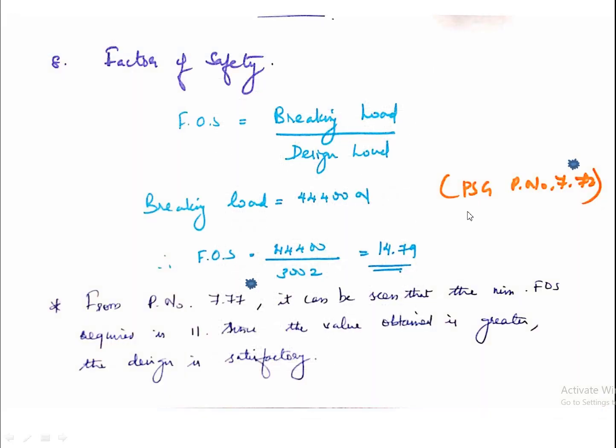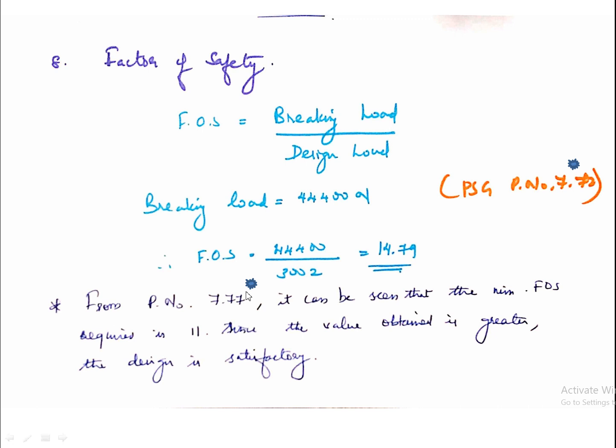So this much load is required to break the chain. To find the factor of safety, we divide this braking load by the design load. Once it is divided, the value is obtained as 14.79, so the factor of safety we are going to take is 14.79. Now here is something that you need to do. After finding the factor of safety, we need to check whether it is okay as far as the chain drive is concerned.